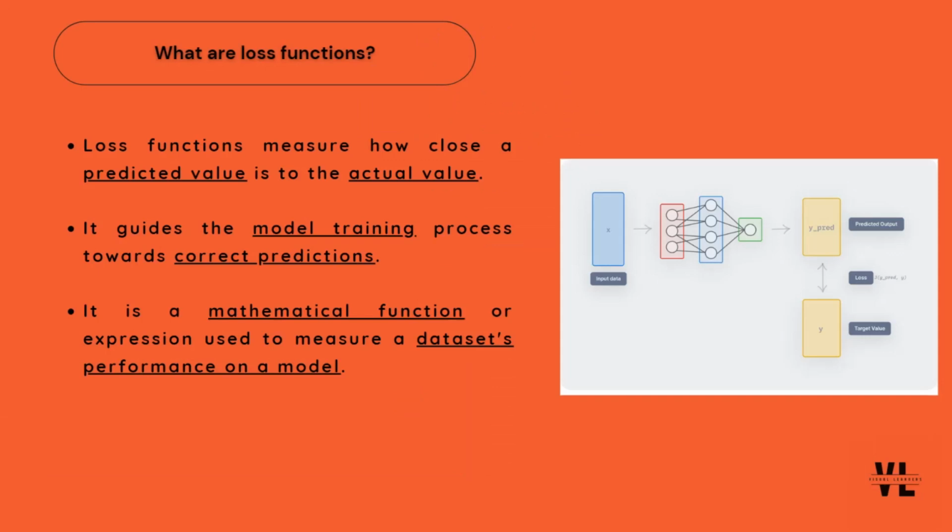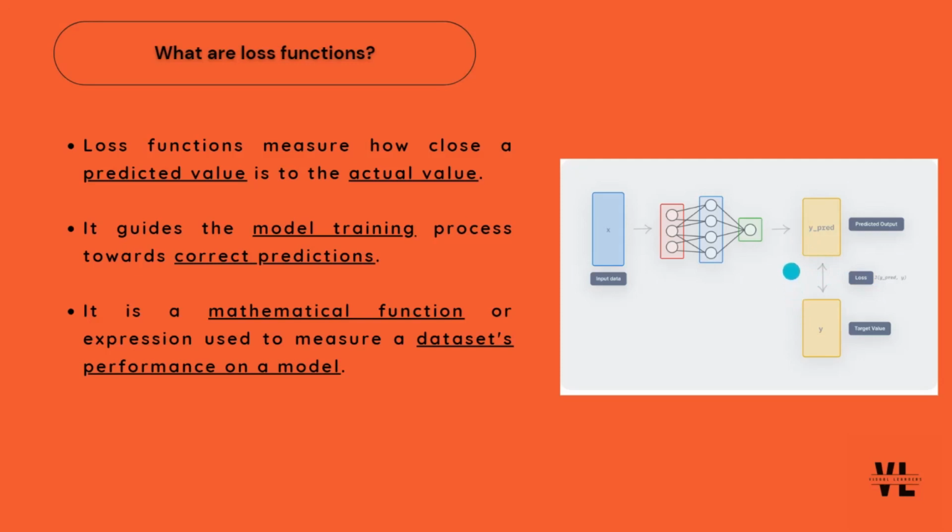So first, let's define loss functions. Loss functions measure how close a predicted value is from the actual value. For example, if you have input data to a neural network and you have predictions, which are shown as y hat, this is going to be the predicted output from our model. And let's say we have y, which is the target value associated with the input data, then the loss J can be computed by finding the difference between the prediction and the target values.